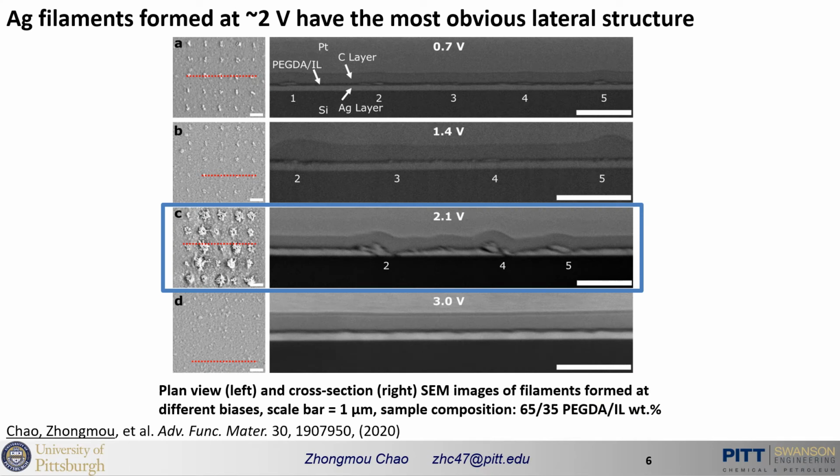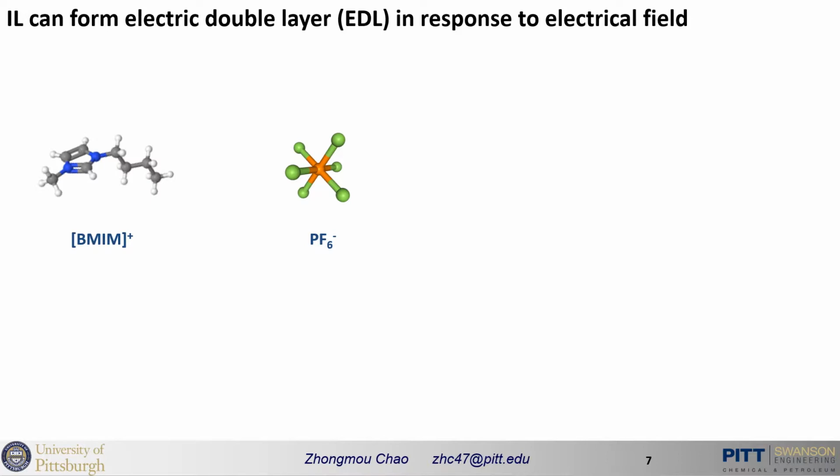Not only the longer formation time, when we look at the filament structure formed at where the peak appears using SEM, they can be easily identified from others because they have the most obvious lateral structures. At this point, we are not sure what is happening near 2.0 volts, but we are certain whatever the cause, it is highly sensitive to bias. Because of this thinking, we started to pay more attention to the ionic liquid.